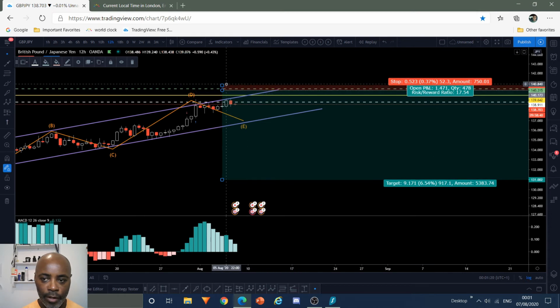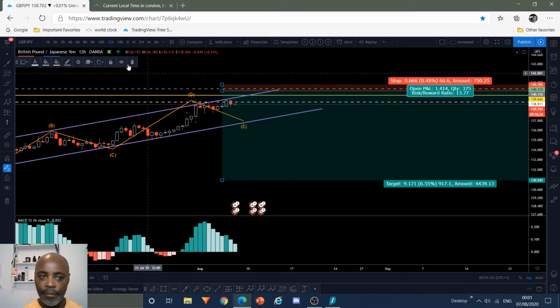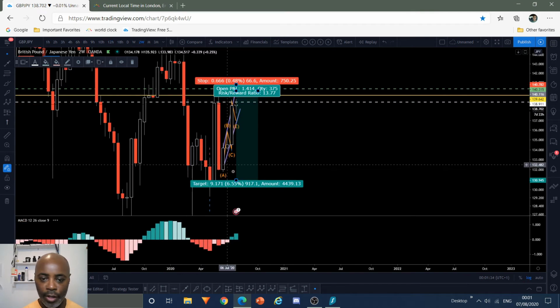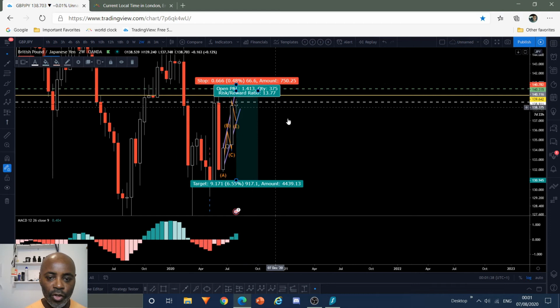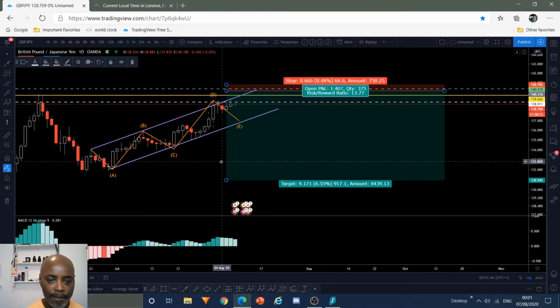There's my entry. Let's bring that entry down a bit. Okay, so let's give it a little bit more room there. 66 pips of risk. Okay, let me just see if I can bring that in a bit more. So we've got 66 pips worth of risk. Okay, 13.7 to 1 risk reward. Let me just have a closer look at where I'm going to place my exit.